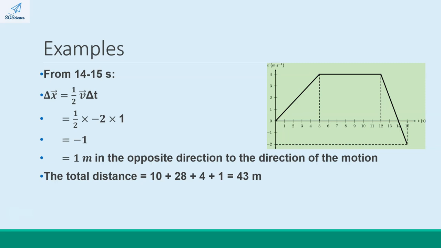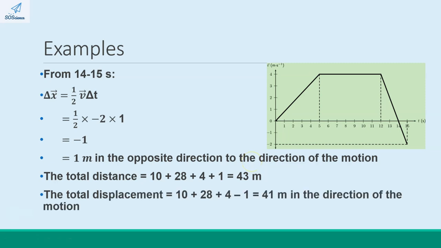So what we need to do now is calculate the distance and the displacement, keeping in mind that distance does not take direction into account. So for distance, we need to just add up all the lengths that we've traveled. So it's 10 meters plus 28 plus 4 plus 1, which gives us a final answer of 43 meters.